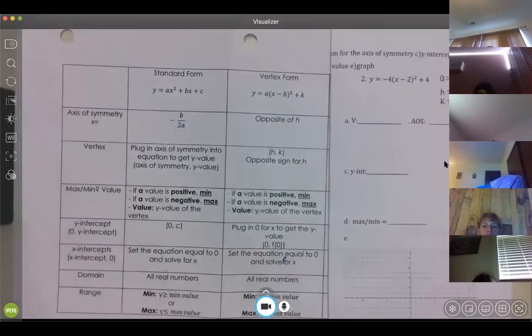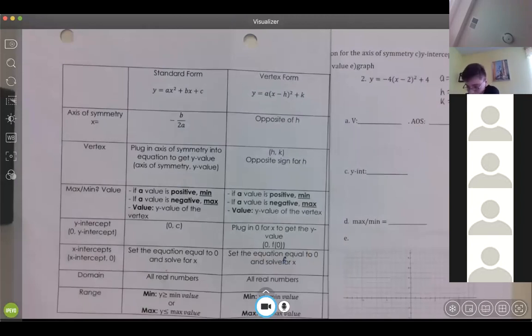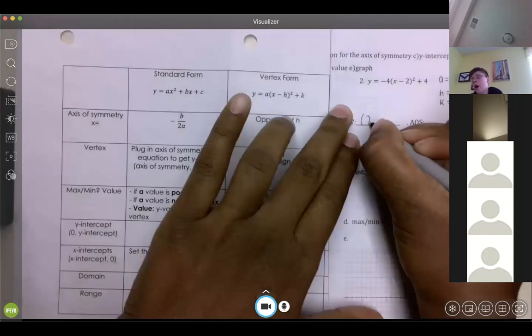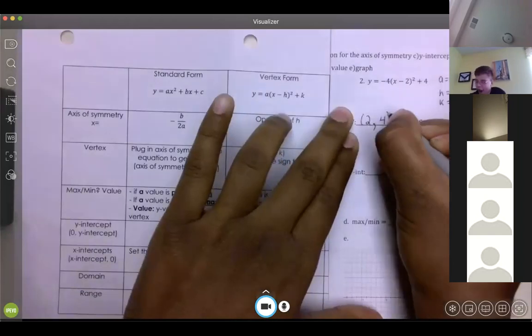What's my vertex going to be? What do you have for me, Ida? The vertex is going to be 2, 4. Good, and I like how you did the opposite of h, so -2 turns to a +2.